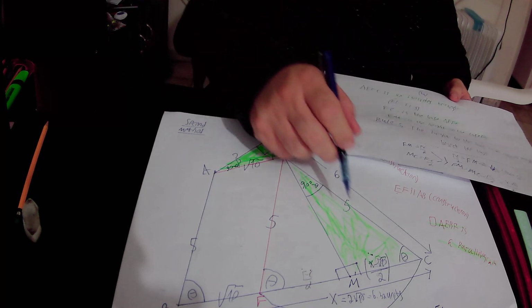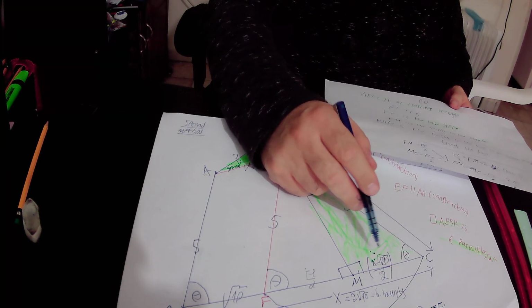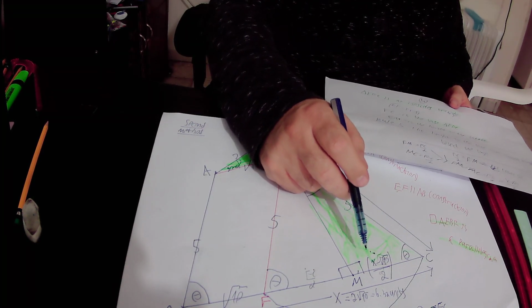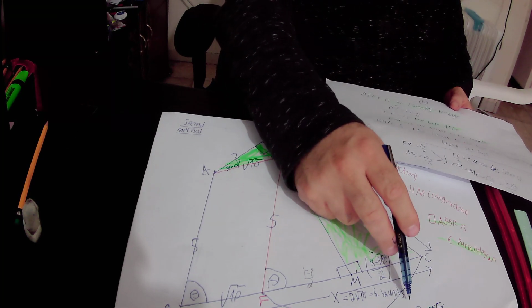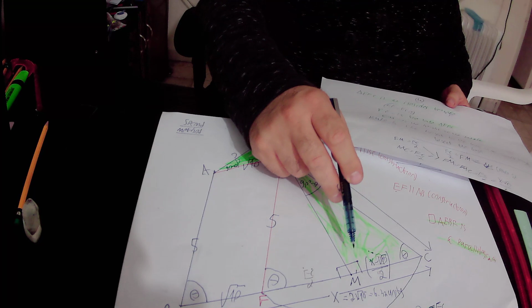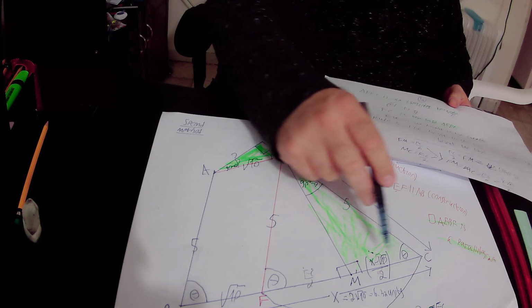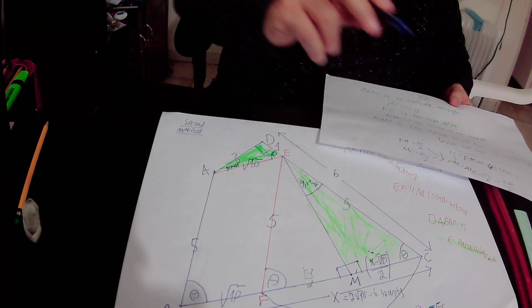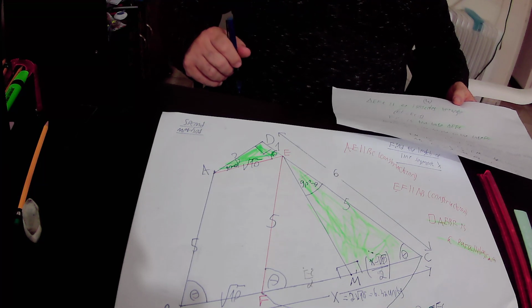Okay, so here Mc is Fc over 2. Fc equals x minus square root of 10. Therefore, Fc over 2 is x minus square root of 10 over 2. In conclusion, Mc equals x minus square root of 10 over 2. Okay?